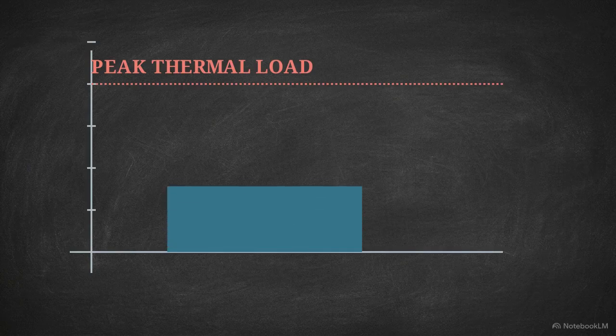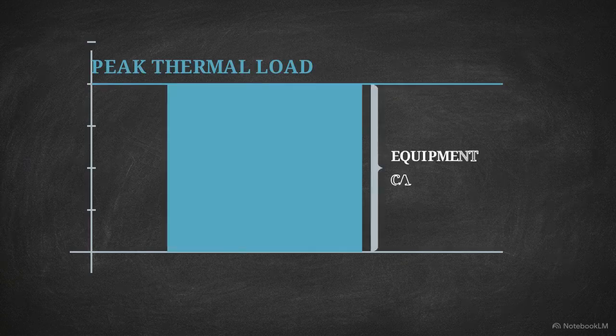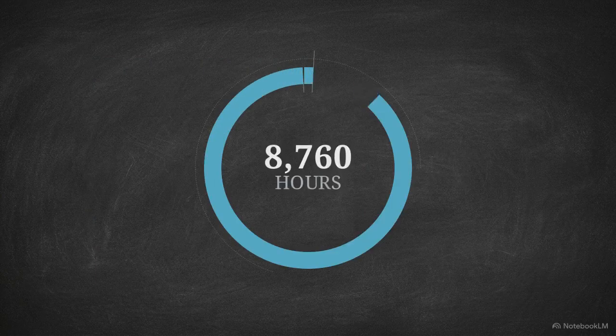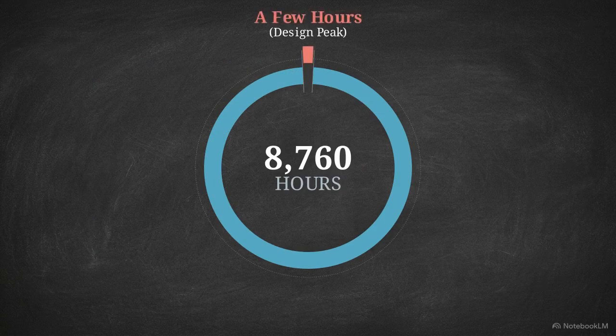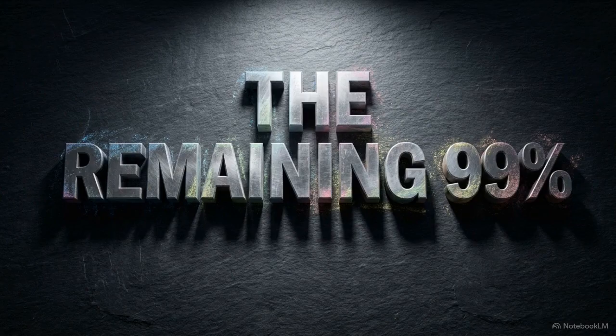Engineers calculate the absolute worst-case scenario, the peak thermal load, and select equipment capable of handling that single extreme. A system only runs at that maximum design capacity for a few hours out of the 8,760 hours in a standard year. The primary challenge of energy modeling lies in the rest of the year.